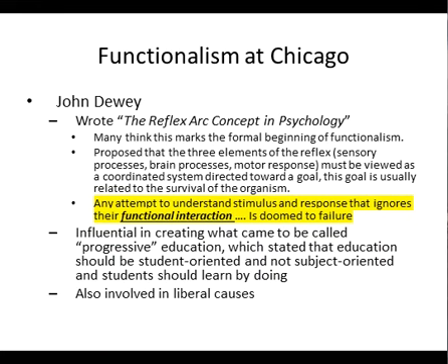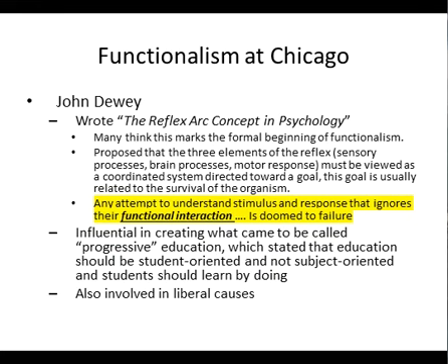Sensory processes bringing things in, brain processes going toward the brain to be processed, and motor response, what do we do about it? But his addition was this: these three elements of the reflex must be viewed as a coordinated system directed toward a goal. This goal is usually related to the survival of the organism. So again, we see that concept, which was very key to the functionalist school. Whatever they're going to be doing needs to have some direction toward survival of the organism.